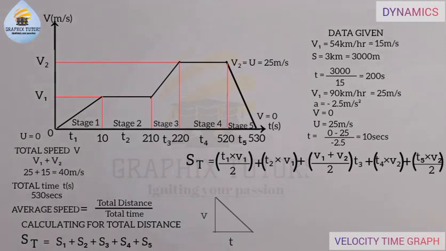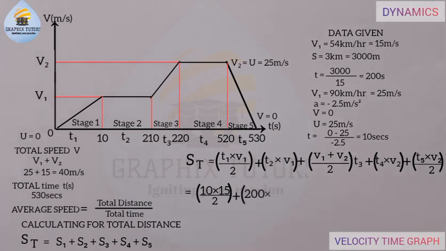So when we start inputting our figures here, T1 is given to be 10, times V1, which is 15, divided by 2, plus T2, which is given to be 200. You're wondering, how did I get this value? Now, I want you to understand this. T1 is the difference between 0 and 10, that is 10.